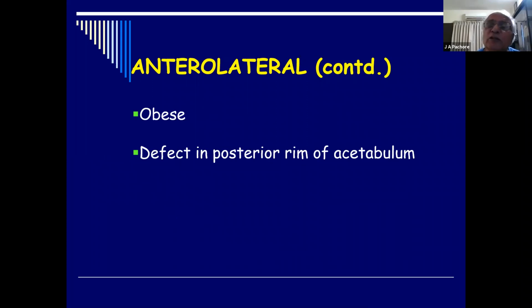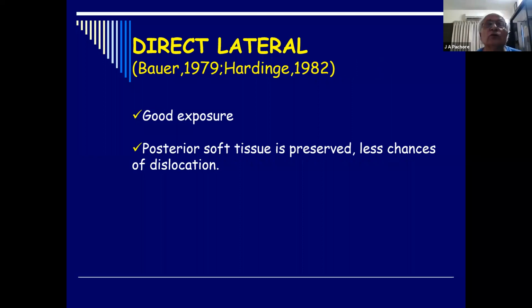With a posterior approach in an obese patient, most obese patients have a very small femoral head and small acetabulum, usually 44, 46. Then you have to use a 22 or 28 millimeter head and they will dislocate. So this is a very good approach for very obese patients. The only problem is a defect in the posterior rim, which becomes so difficult. You have a good exposure, posterior soft tissue is preserved, and there is less chance of dislocation, which I told you.